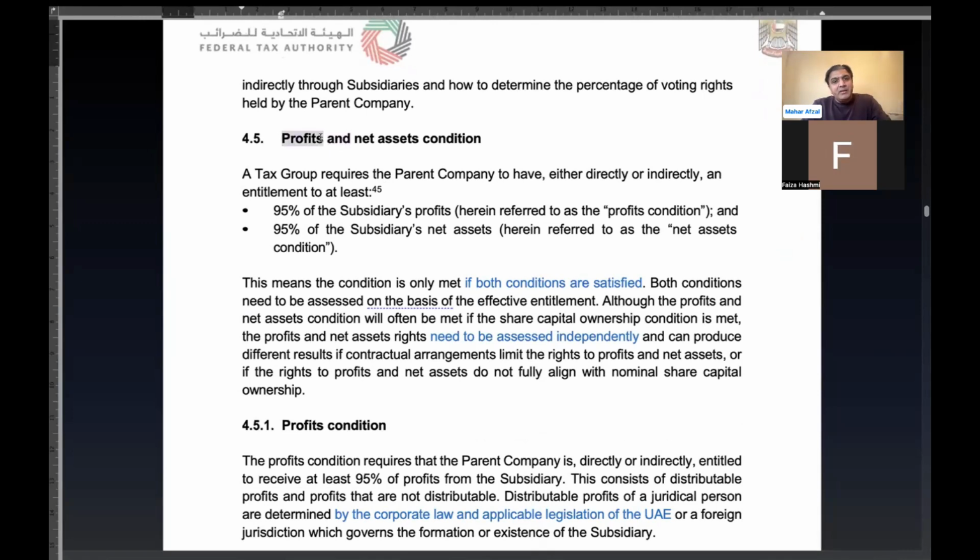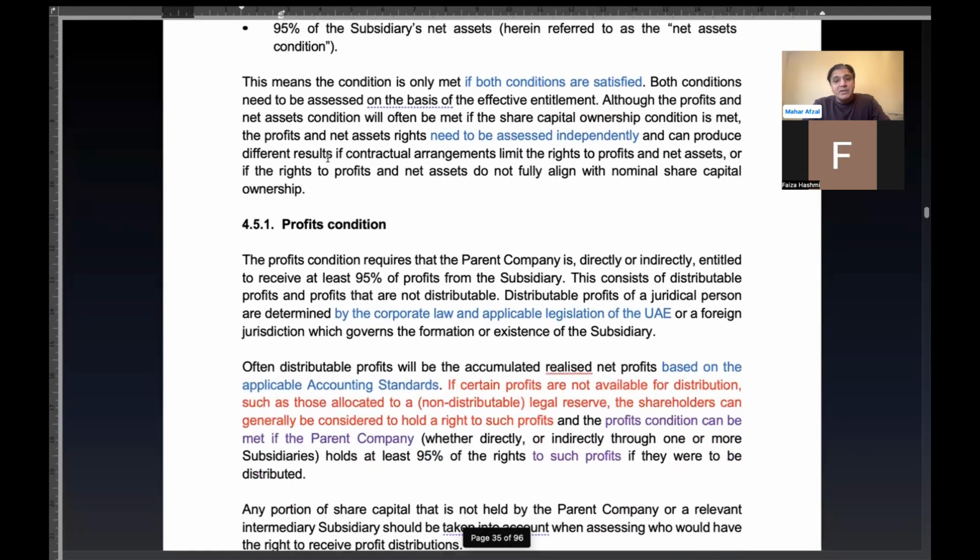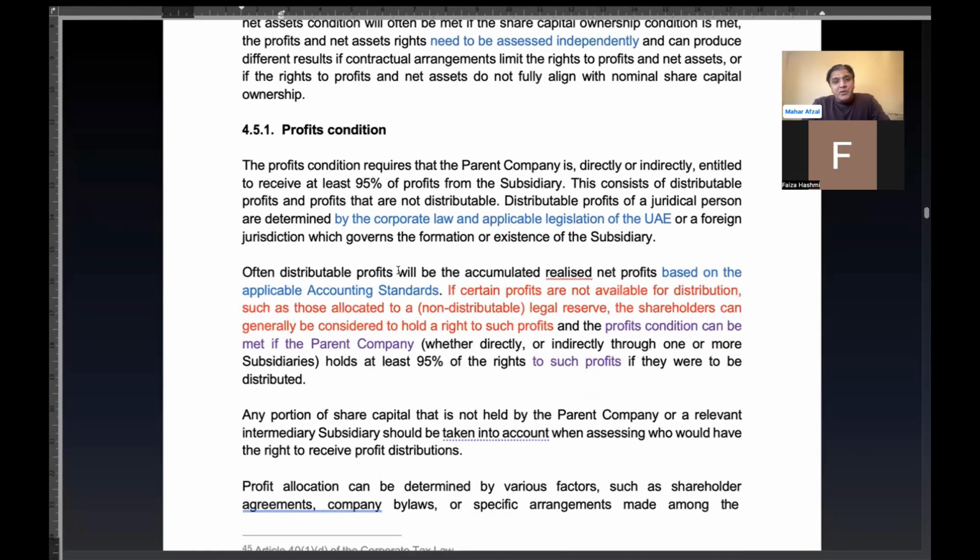So, profit entitlement, net profit. They are asking if the profit has been transferred to the reserve. If profit has been transferred to the reserve, it will still be assumed that the parent company is meeting the 95% condition. It will be considered in the profit entitlement as well. They mention here that distributable profit will often be the accumulated realized net profit based upon the applicable accounting standard. If certain profits are not available for distribution, such as those allocated to the non-distributable legal reserve, the shareholder can generally be considered to hold the right to such profits.